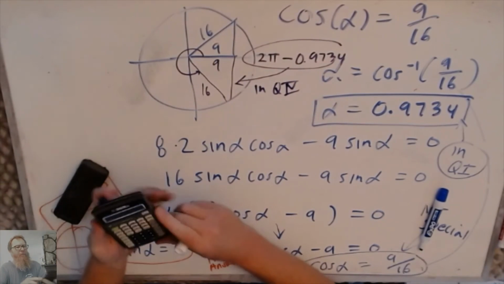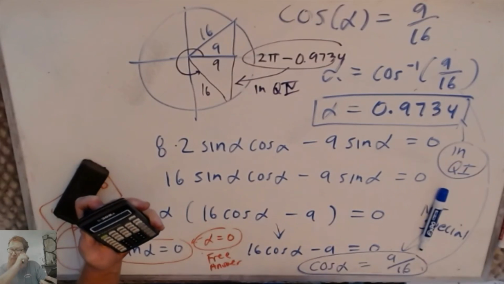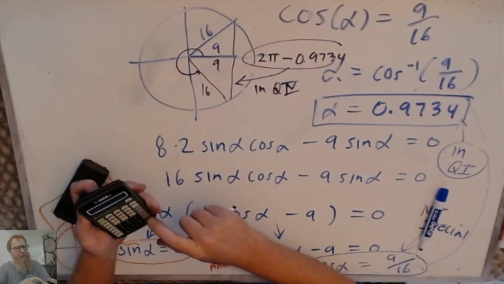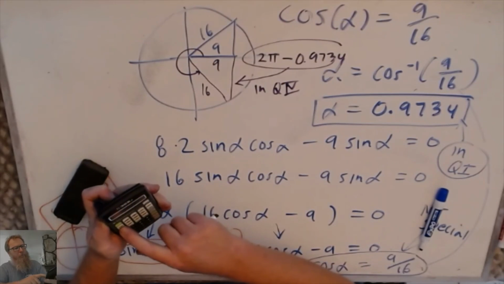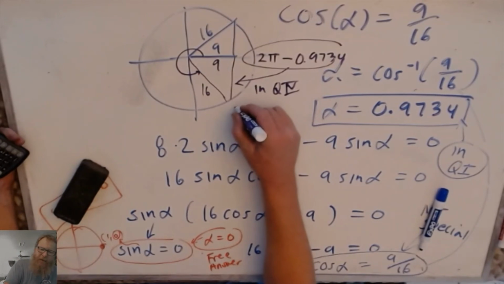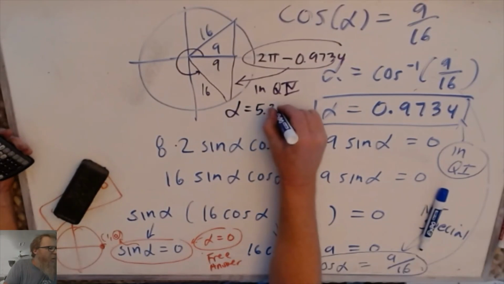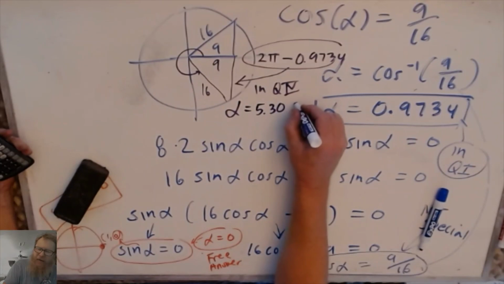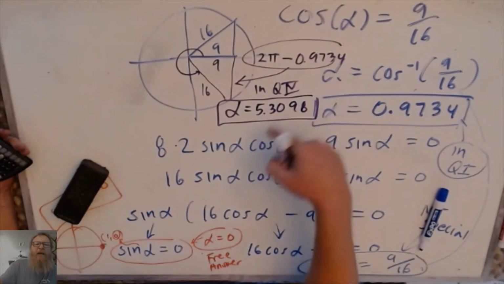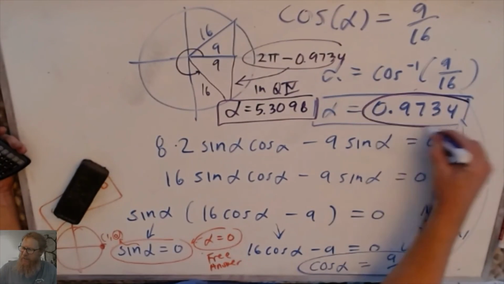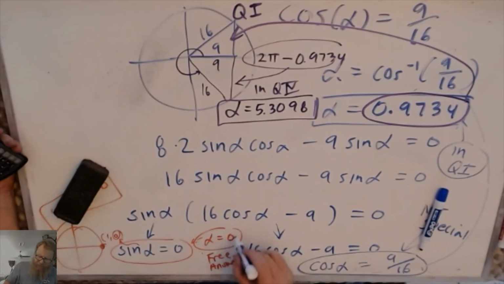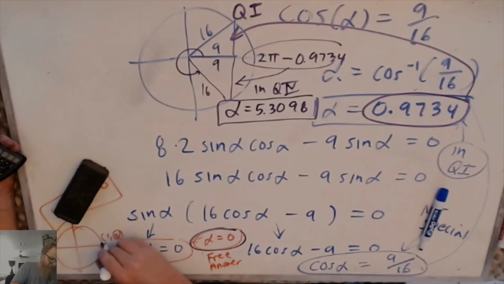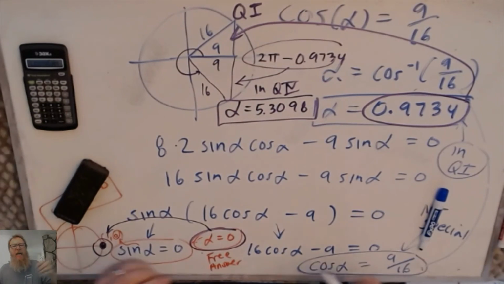So let's go 2 pi minus that. So that would be alpha is 5.3098. That would be the one in quadrant 4. This is the angle in quadrant 1. Okay, and then this was my free answer right here at alpha equals 0. You get sine alpha is also equal to 0.